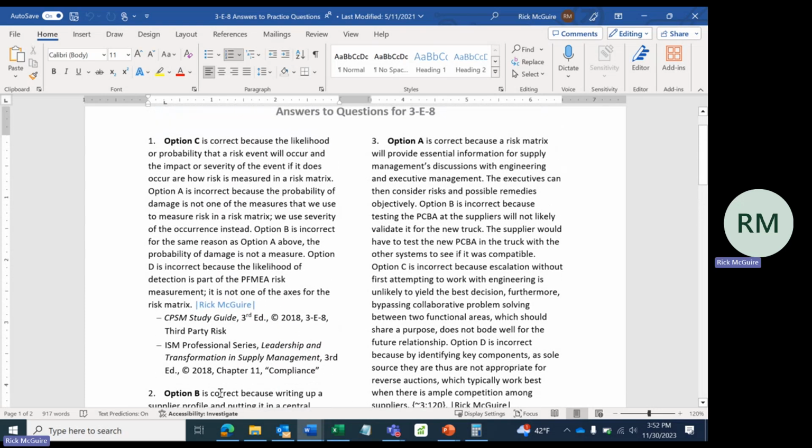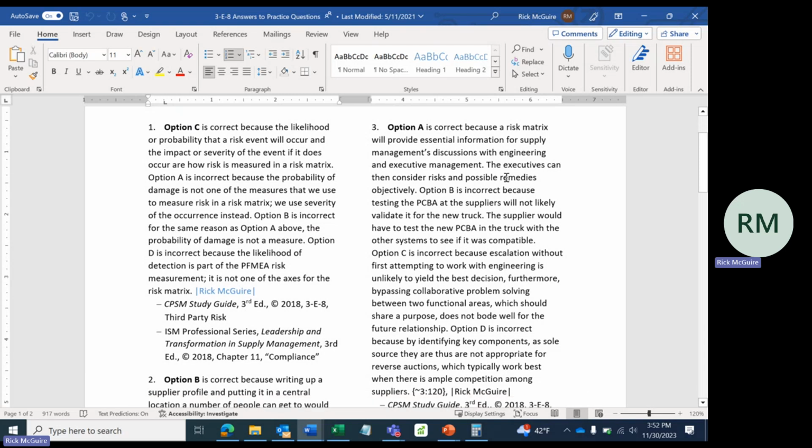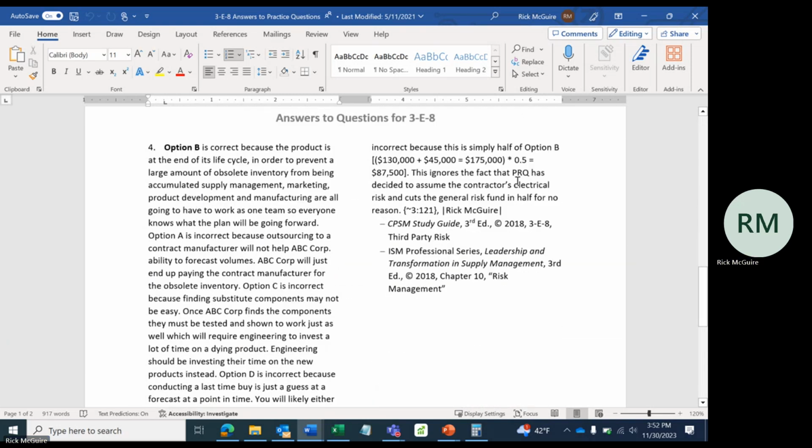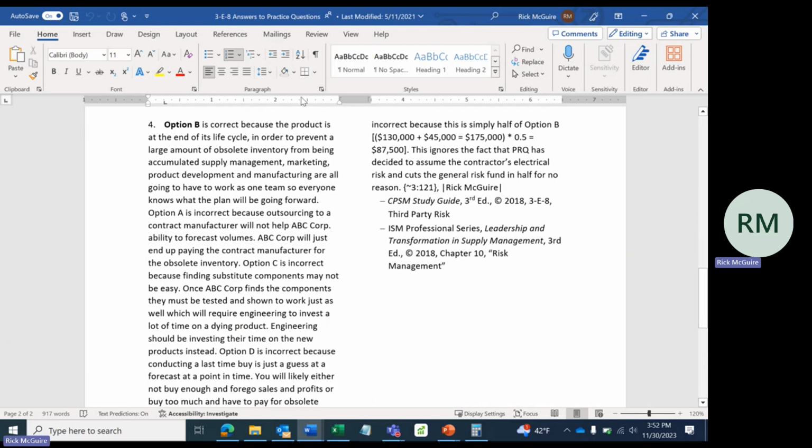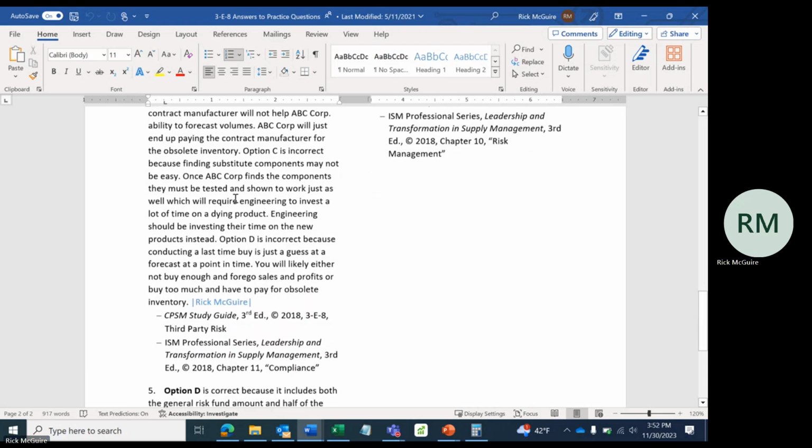3 is Alpha. Risk matrix will provide essential information for supply management's discussions with engineering and executive management. 4 is Bravo, because the product is at the end of its life cycle. In order to prevent a large amount of obsolescence being accumulated, supply management, marketing, and product development and manufacturing are all going to have to work as one team. So everybody knows what the plan is.